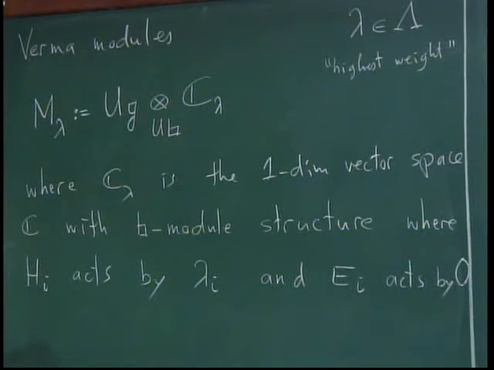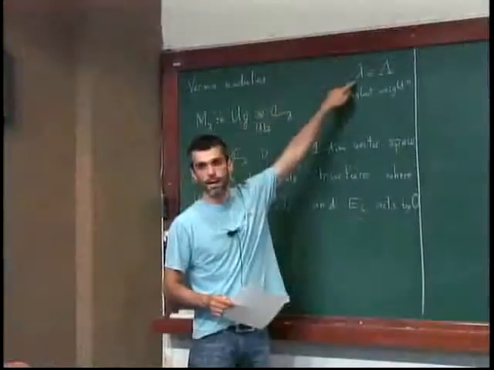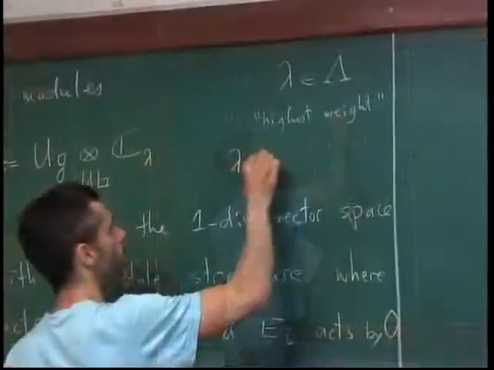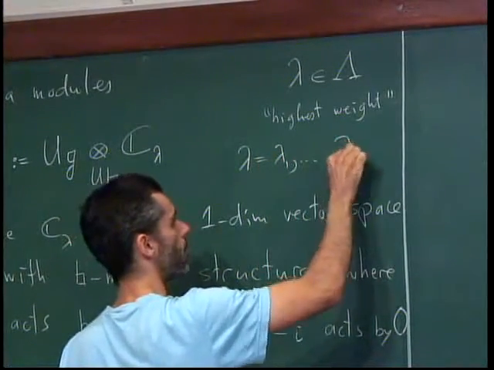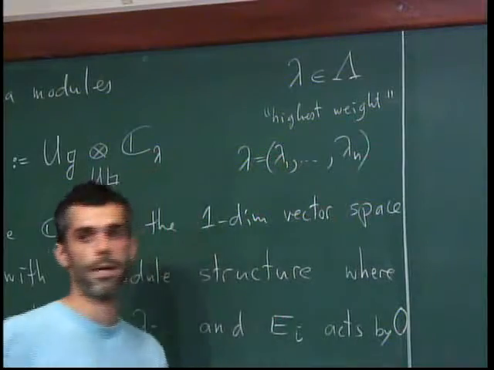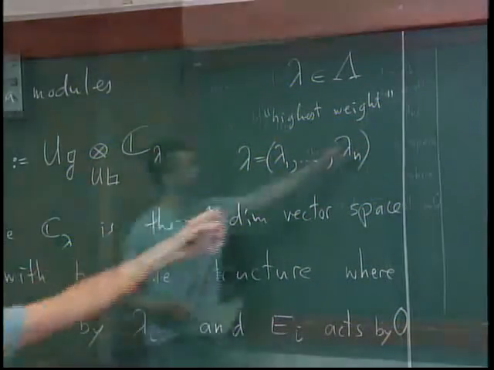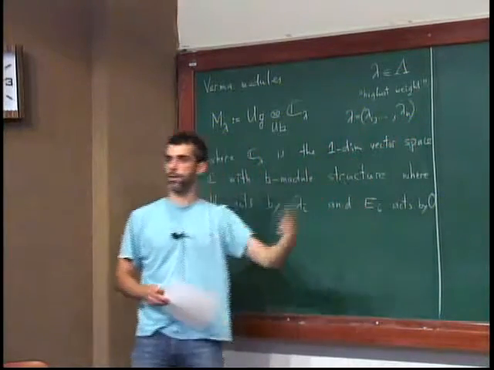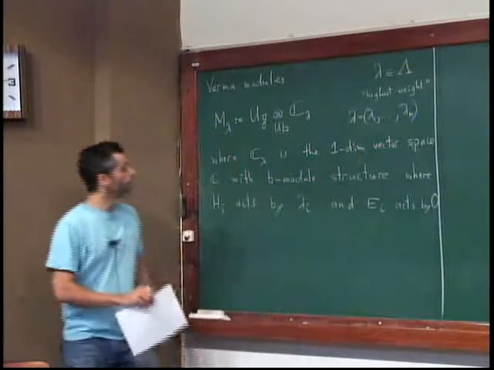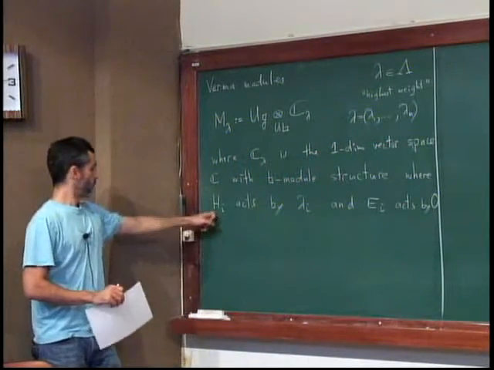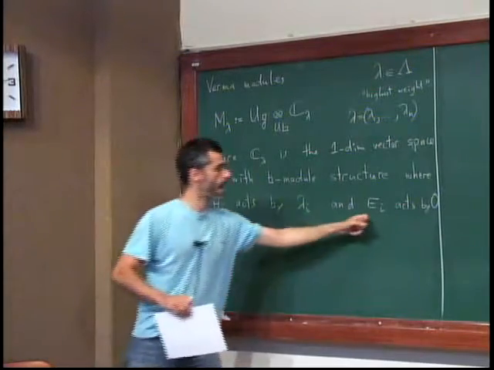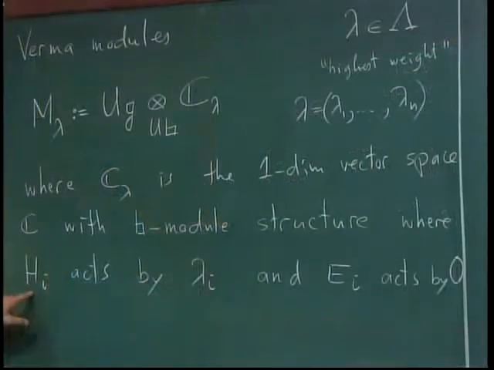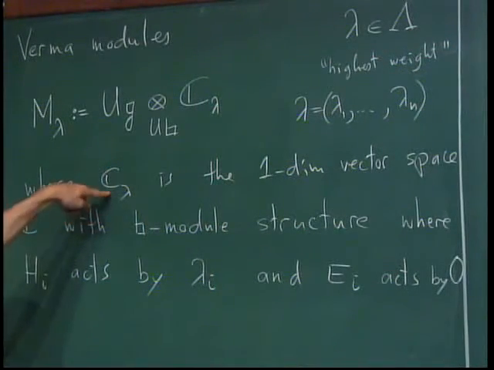Okay, so lambda, I said, is a vector in this weight lattice. But if you pick an appropriate basis, then you can write it as an n-tuple of numbers. This is the so-called basis of simple weights. Suppose I'm given just a bunch of numbers. So I start with this: Hi acts by lambda I, Ei acts by 0, then you can check that this is a representation of the Borel Lie algebra on this one-dimensional space.